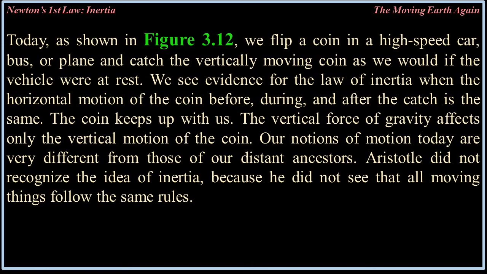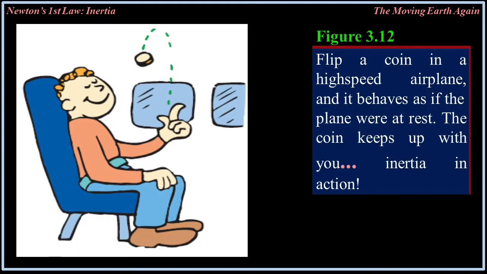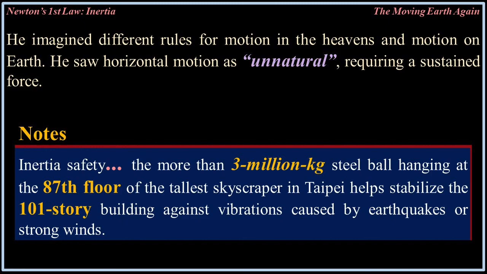Our notions of motion today are very different from those of our distant ancestors. Aristotle did not recognize the idea of inertia because he did not see that all moving things follow the same rules. Figure 3.12: flip a coin in a high-speed airplane and it behaves as if the plane were at rest. The coin keeps up with you, inertia in action. He imagined different rules for motion in the heavens and motion on Earth. He saw horizontal motion as unnatural, requiring a sustained force.